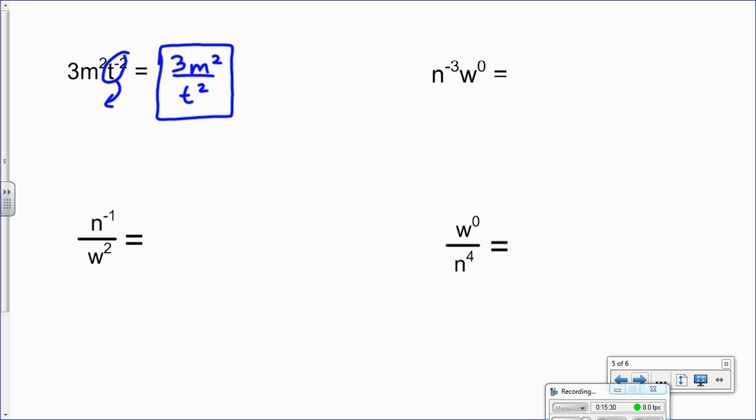Okay, I need to move my negative 3. And then I can't leave a 0 exponent either. Remember, everything to the 0 power is 1. So first of all, I have to move my n cubed to the bottom. And then w to the 0, that's just 1. So on top, all I'm left with is 1.